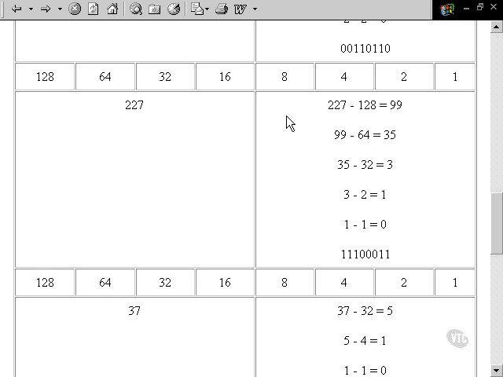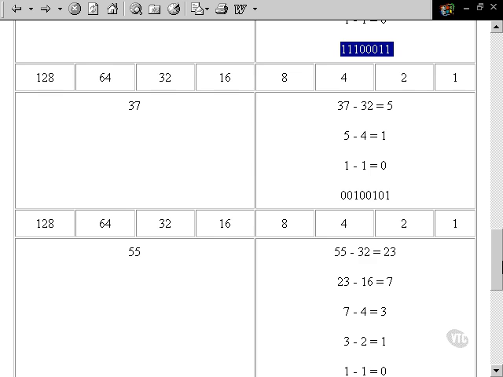It gives us 3. Well, we can't subtract 16 from 3. We can't subtract 8 from 3. We can't subtract 4 from 3. That gives us our 3 zeros here. But we can subtract 2 from 3. And that gives us a leftover of 1. 1 minus 1 is 0. So we could see we would have subtracted a 128, a 64, a 32, skipped over these 3, and then subtracted a 2 and a 1. And that gives us our binary equivalent number here.